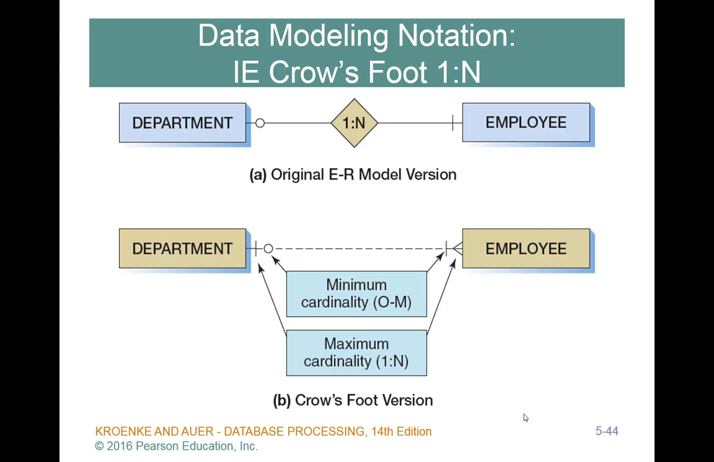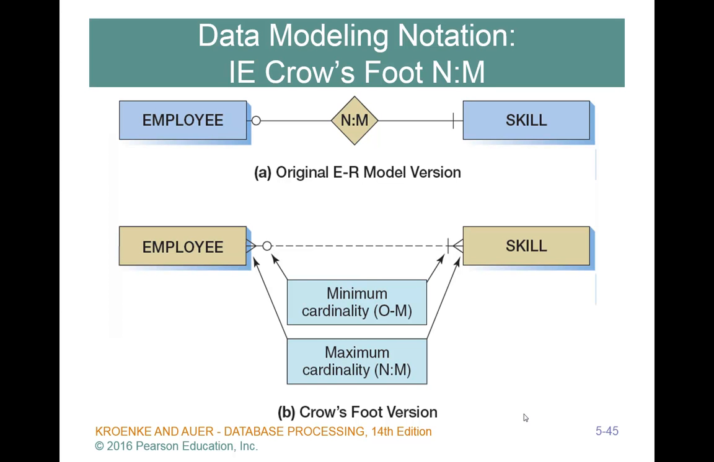Okay. And then same thing here with our many-to-many crow's foot notation with employee and skill, as we already discussed, with our maximum cardinality closest to our entity, and our minimum cardinality on the inside. Okay.